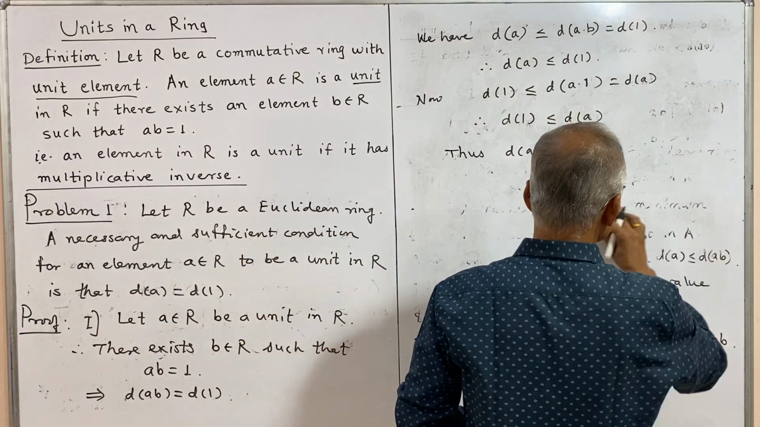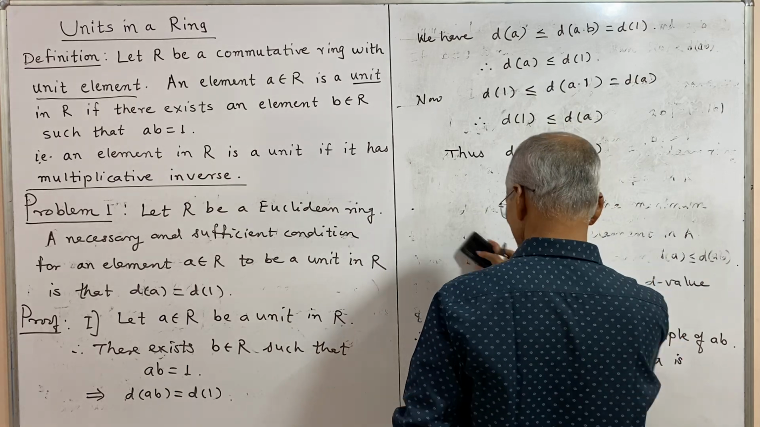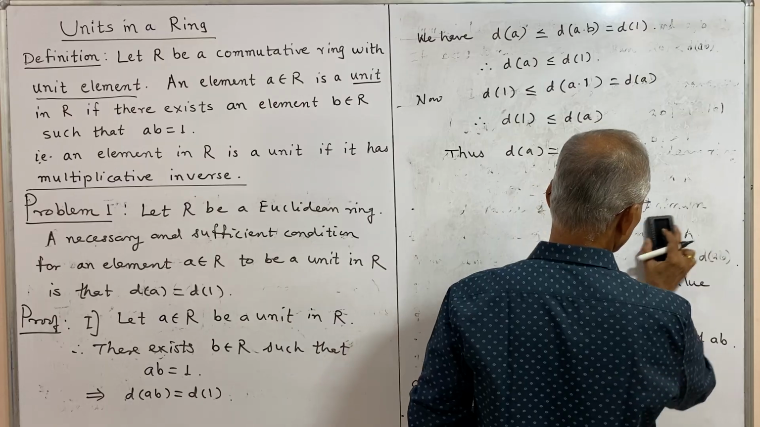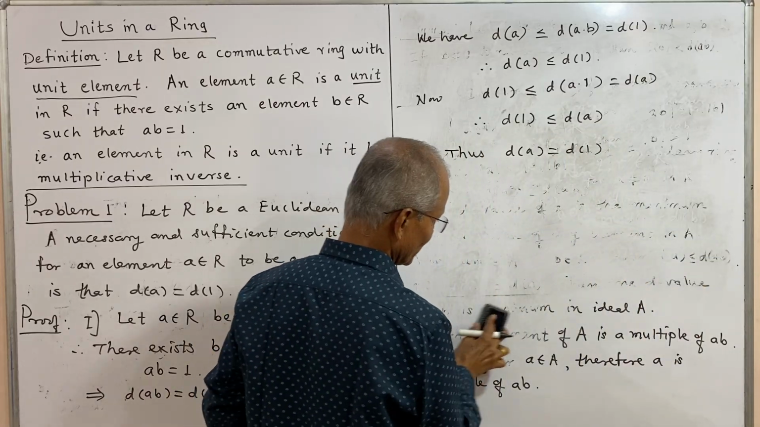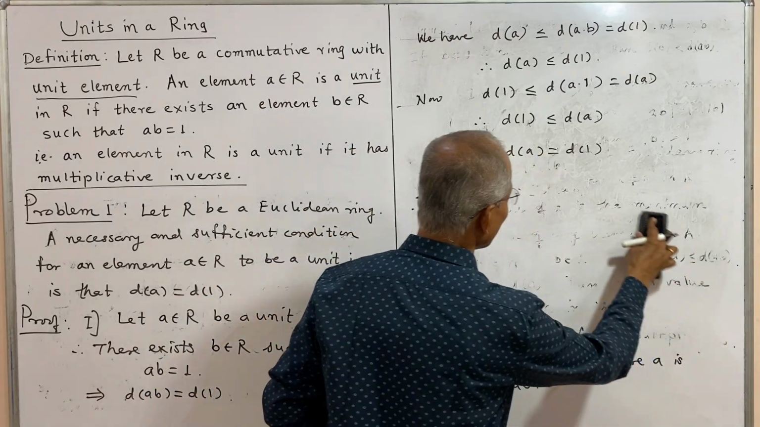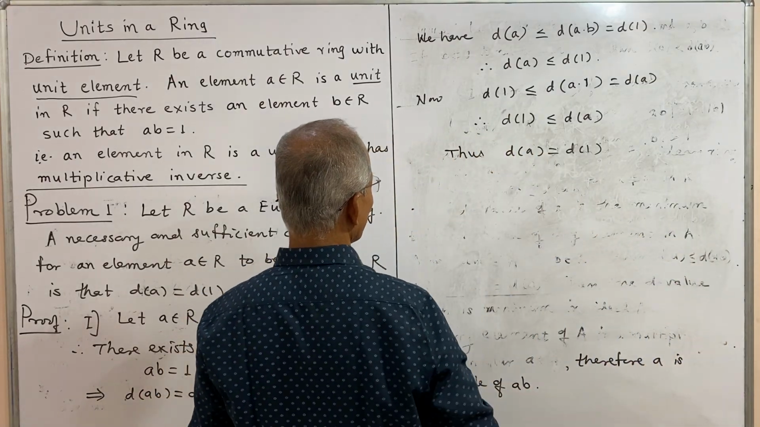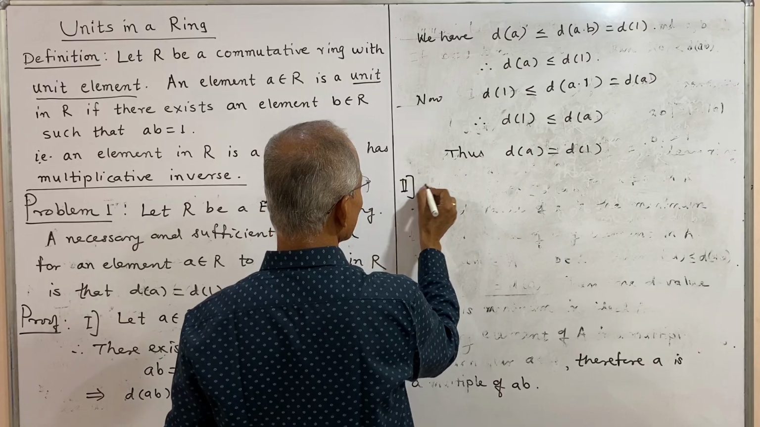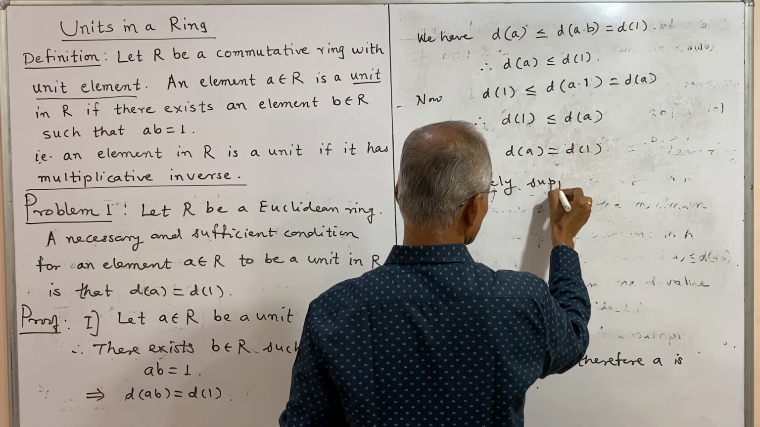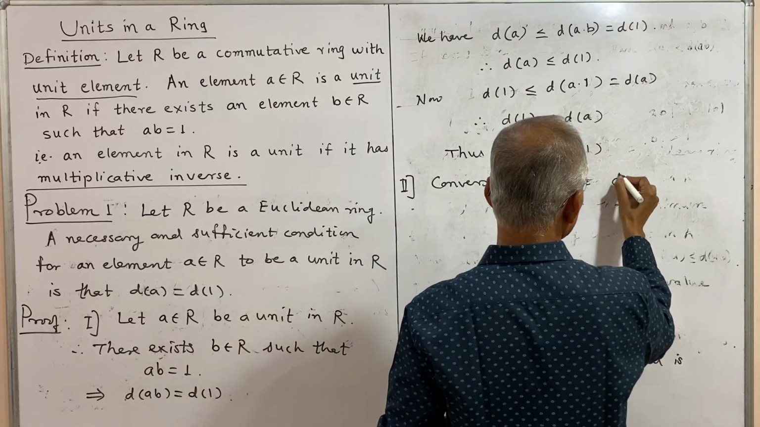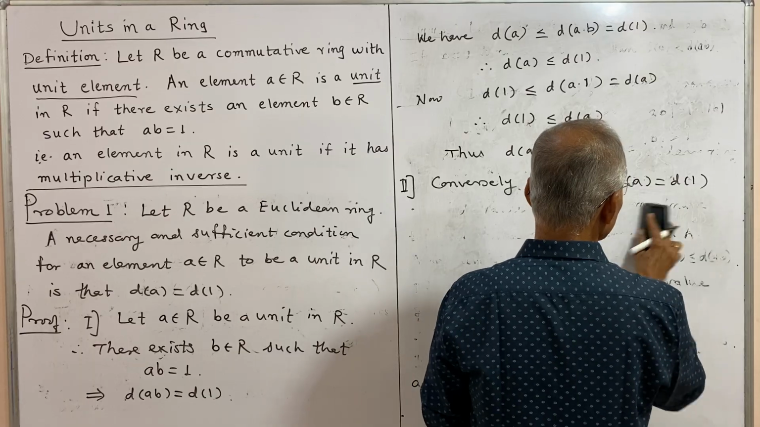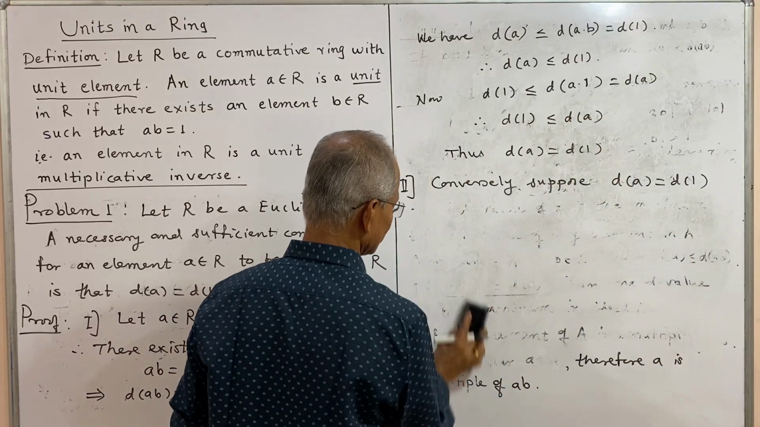Now next we shall consider the converse part. Here we shall assume d value of A and d value of 1 are equal, and we shall prove A is a unit. Second, conversely, suppose d value of A is equal to d value of 1, where A is in R.